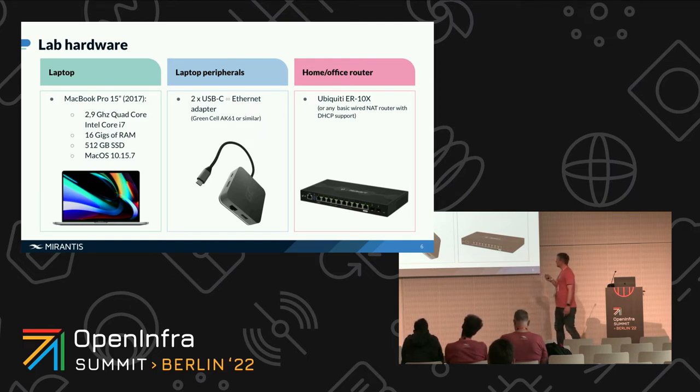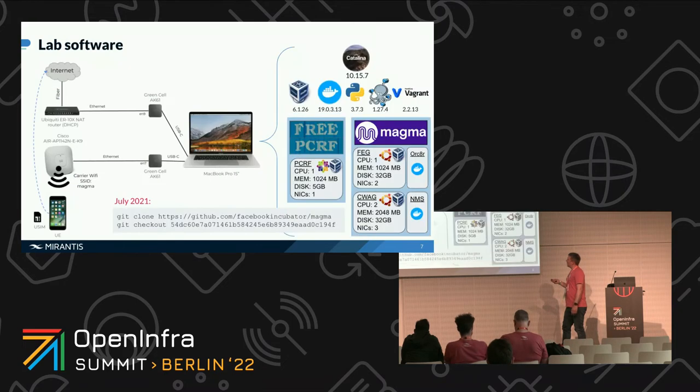And this router is my home router. Actually, this one is a little bit advanced, but it can be any wired router with DHCP configured. Software. Of course, on top of the macOS operating system, I'm having VirtualBox, Docker Desktop, Python, and Vagrant, right?